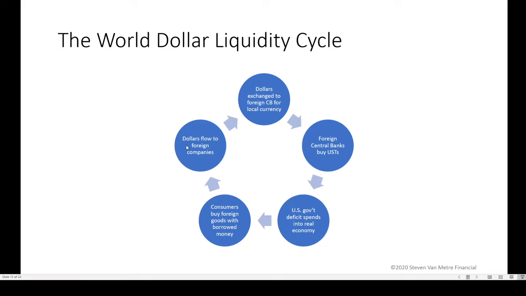For those of you who are new to the show, how this works is consumers buy foreign goods with borrowed money. Could be businesses, doesn't matter, it's both. Dollars flow to foreign companies. They exchange those dollars for local currency with their local bank, which then exchanges it with the foreign central bank. The foreign central bank stacks up dollars until they become inflationary, and then the foreign central bank buys U.S. Treasury securities at an upcoming U.S. Treasury auction, and then that money is recycled back to the federal government, where it's spent into the real economy, where money is again borrowed, and this cycle continues.